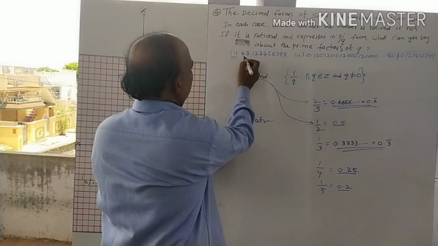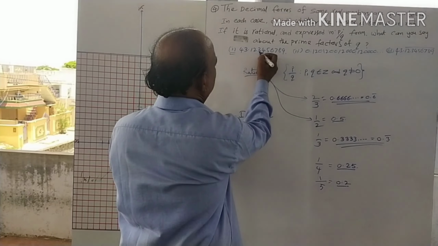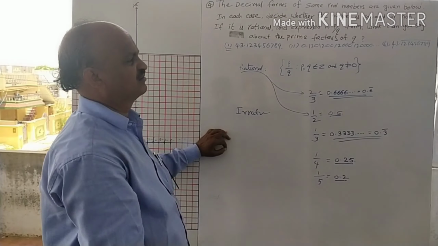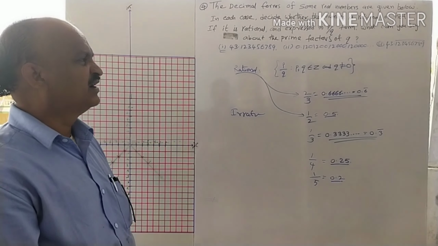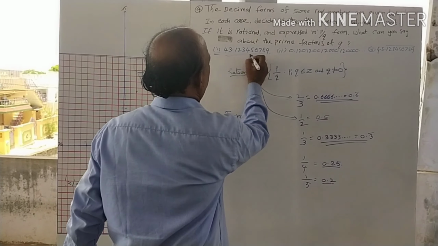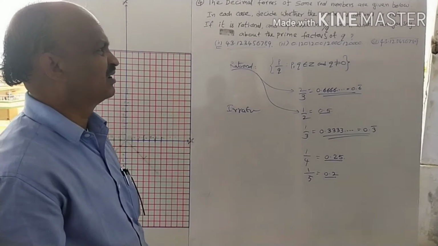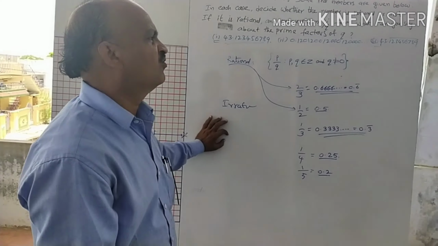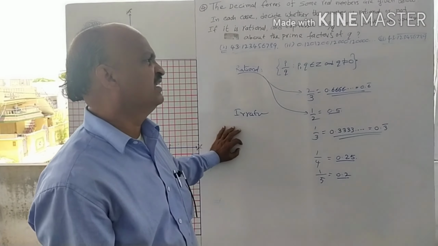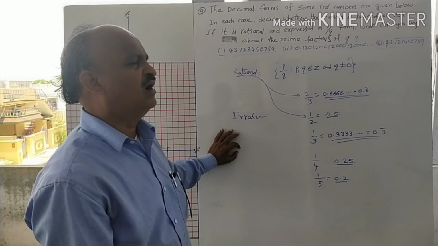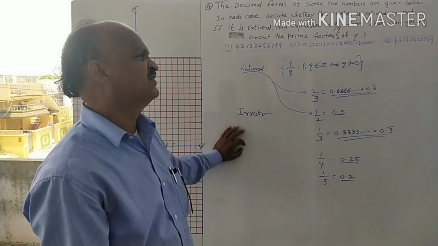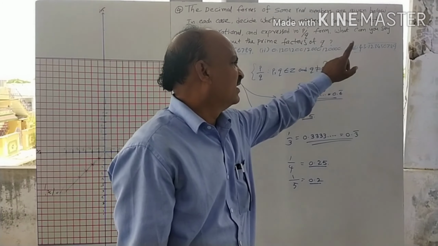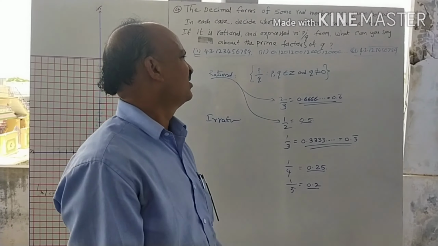In the first example, 43.123456789, it ends. So, it is a terminating decimal. So, it is a rational number. In the third example, 43.123456789 recurring on 123456789. So, it is a recurring decimal. So, it is also a rational number.